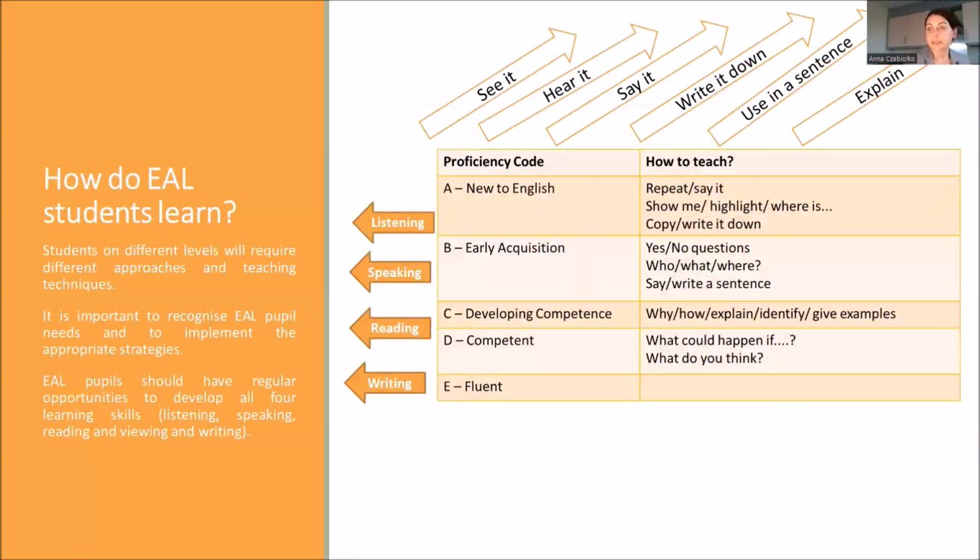How do EAL students learn? Students on different levels will require different approaches and teaching techniques. It is important to recognize EAL pupil needs and to implement the appropriate strategies. We'll treat a child who is new to English and a child who is competent naturally in different ways. But here are some questions and expectations that we may have for these children on different levels. EAL pupils should have regular opportunities to develop all 4 learning skills: listening, speaking, reading, and writing.